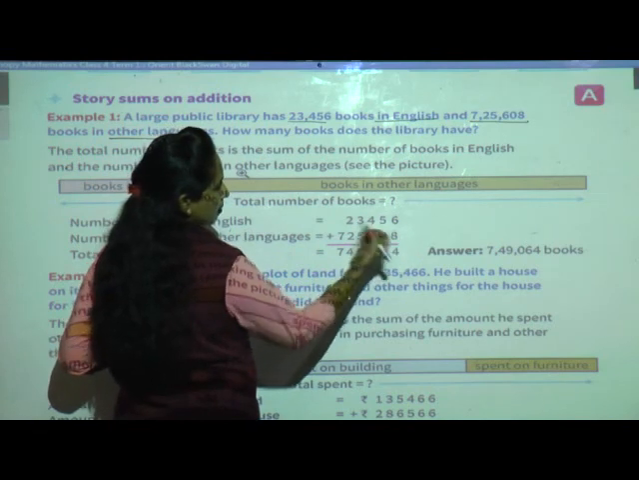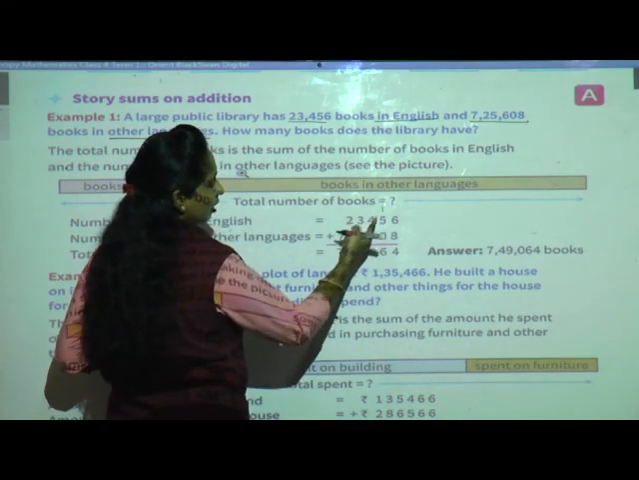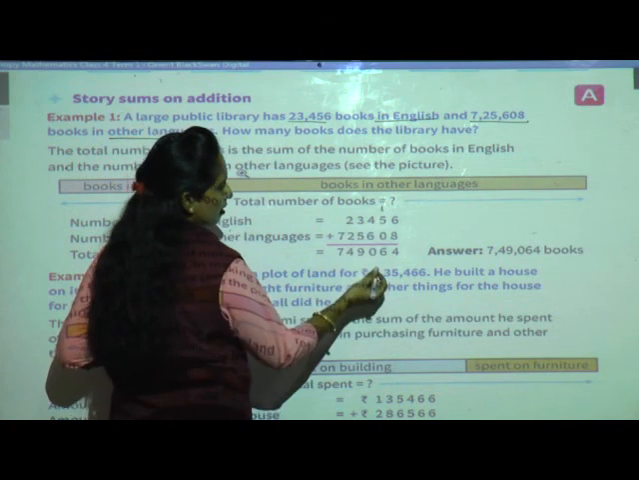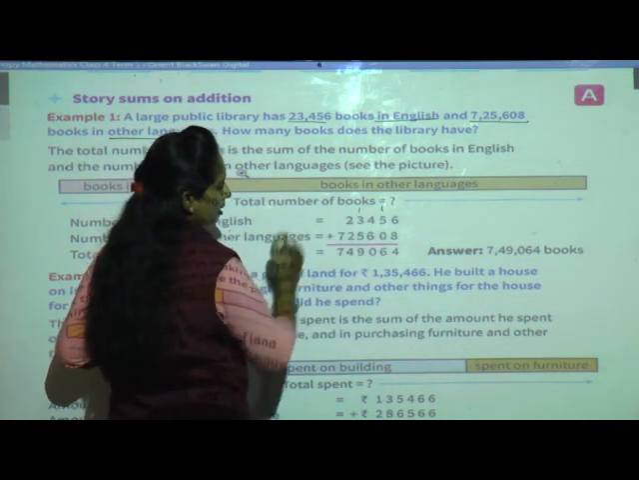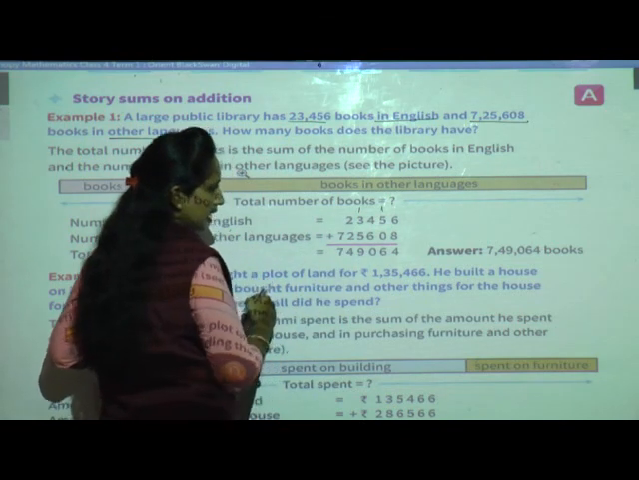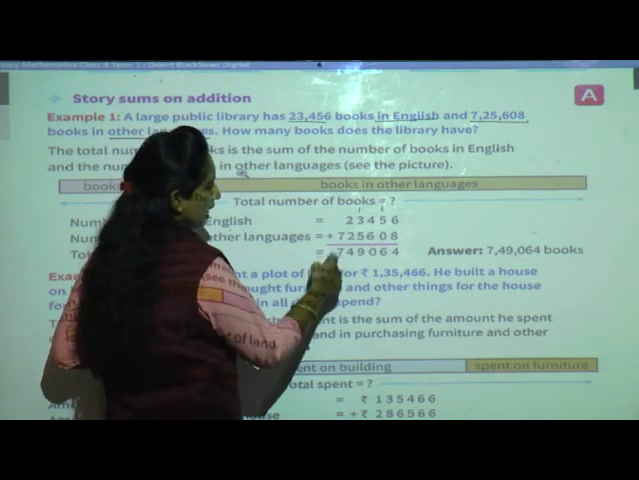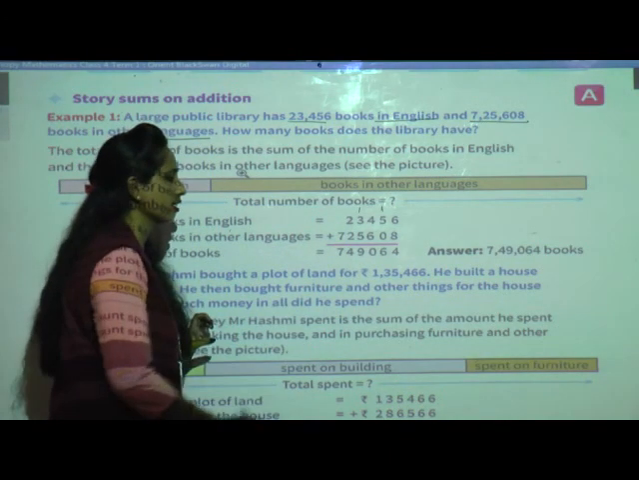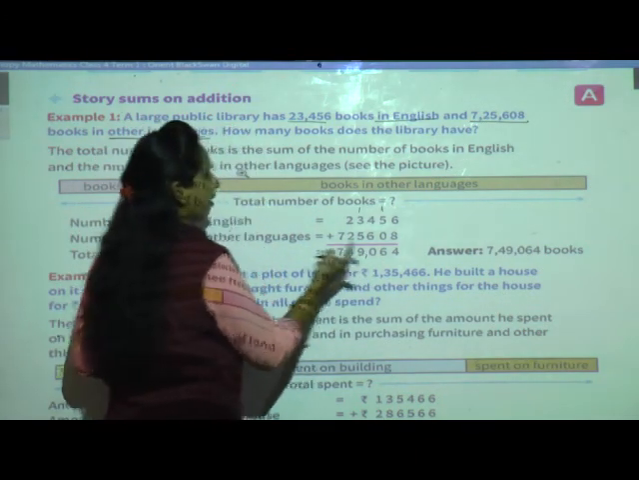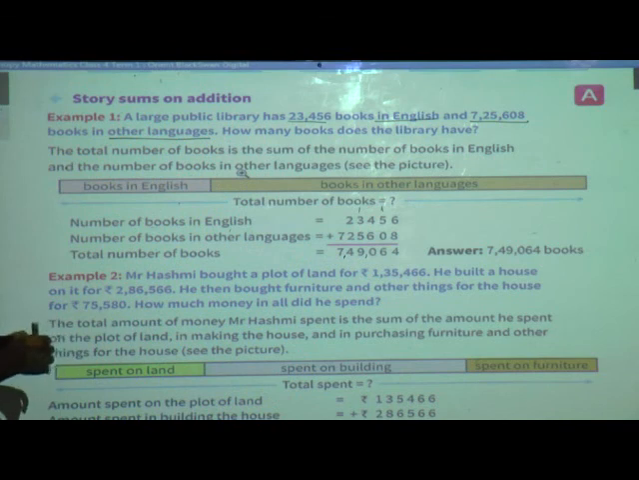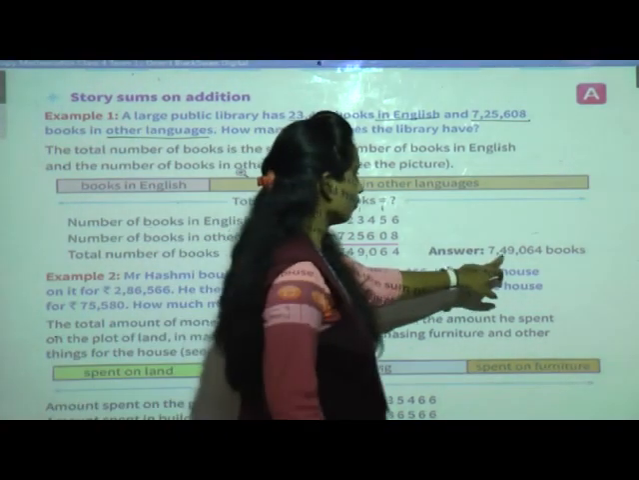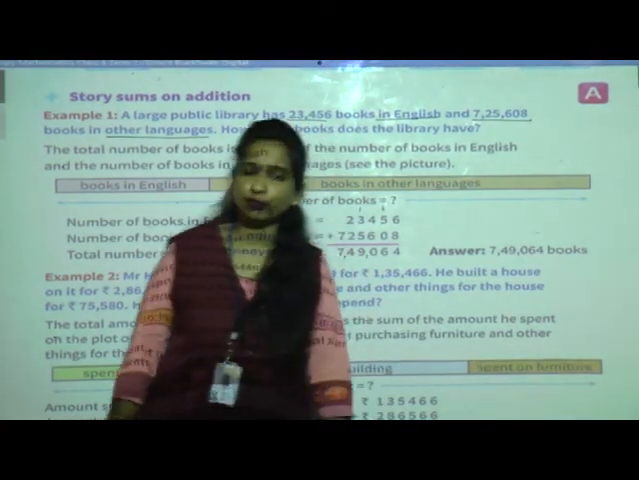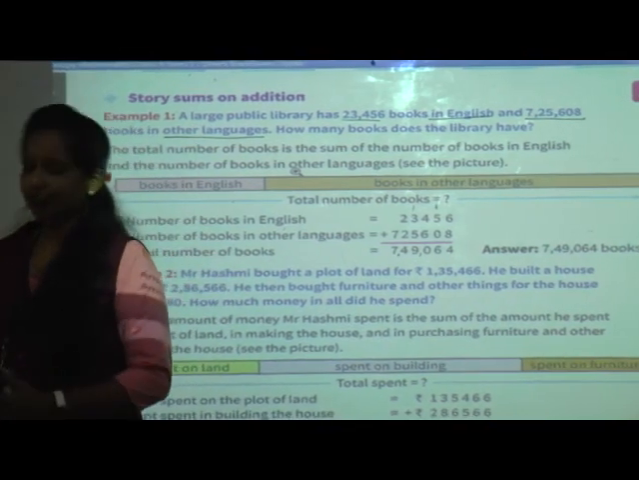So addition, 6 plus 8 is 14, carry 1, 1 plus 5 is 6, 4 plus 6 is 10, carry 1, 1 plus 3 is 4, 4 plus 5 is 9, 2 plus 2 is 4 and 7 as it is. So the answer is 7,49,604. So how many books are there in the library altogether? 7,49,604 books are there in the library.